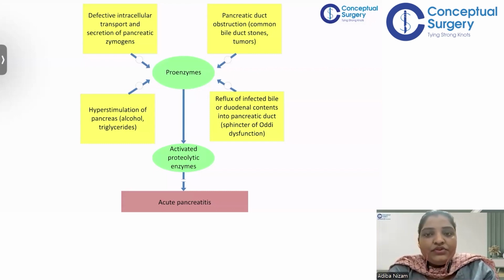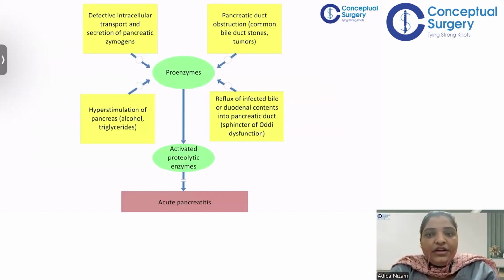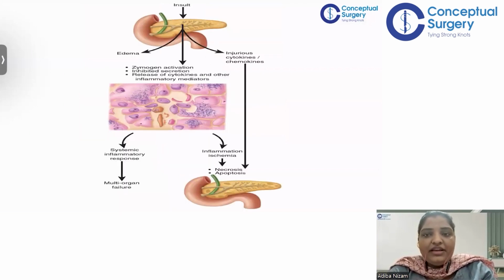So, we have some causes which will incite the initiating mechanism of premature activation of the proenzymes into the active enzymes while they are still in the pancreas, leading on to pancreatic injury, leading on to release of further chemokines and cytokines, producing local and systemic effects. So here, as you see, we have multiple causes like a pancreatic duct obstruction or a reflux of infected bile, hyperstimulation of the pancreas by toxins such as alcohol and triglycerides, leading to proenzyme activation and pancreatitis.